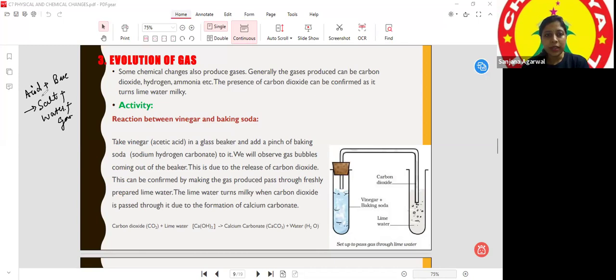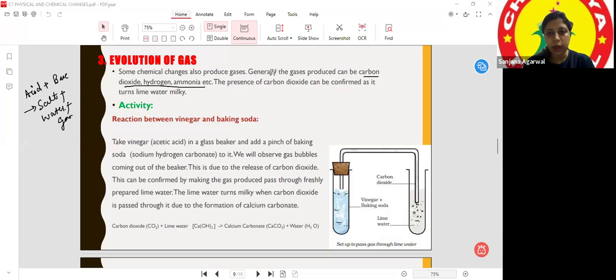So some chemical changes also produce gases. Generally, the gases produced can be carbon dioxide, hydrogen, and ammonia. I told you one test to check whether it is carbon dioxide or hydrogen. If you bring fresh lime water near the gas and it turns milky, then for sure the gas is carbon dioxide. If it does not, then it is not. If you bring a burning matchstick near the gas where it is evolved and it burns with a pop sound, then it is hydrogen. For ammonia, I'll tell you later.